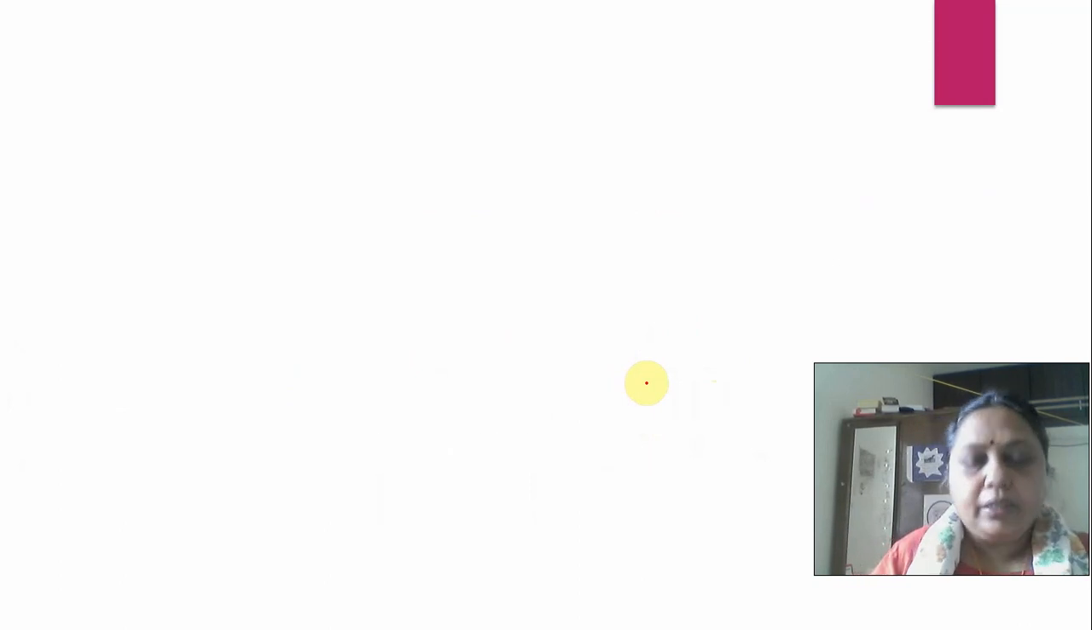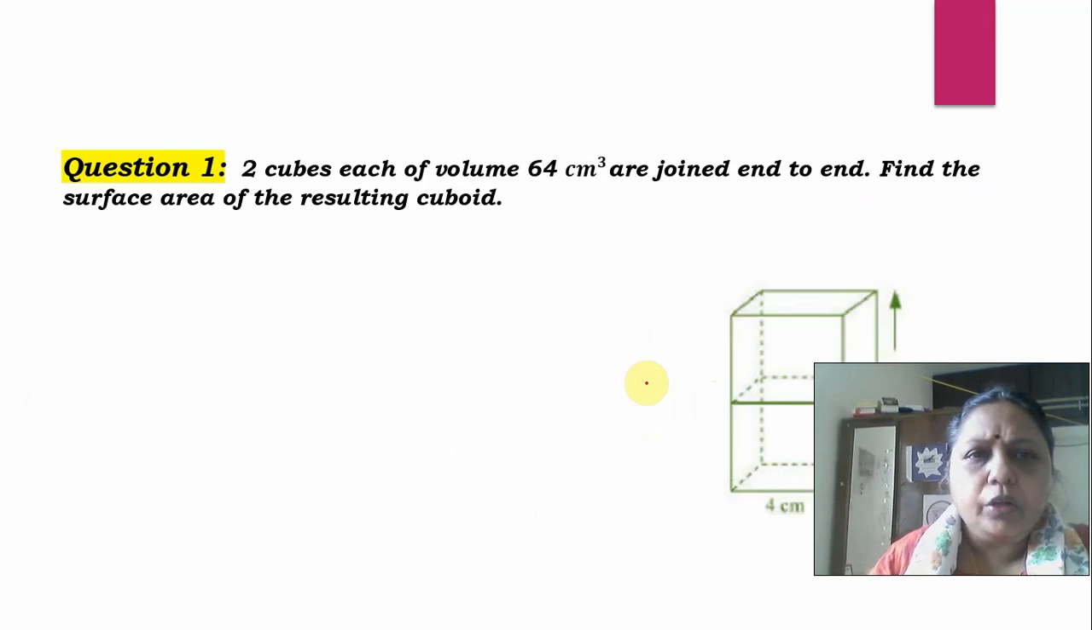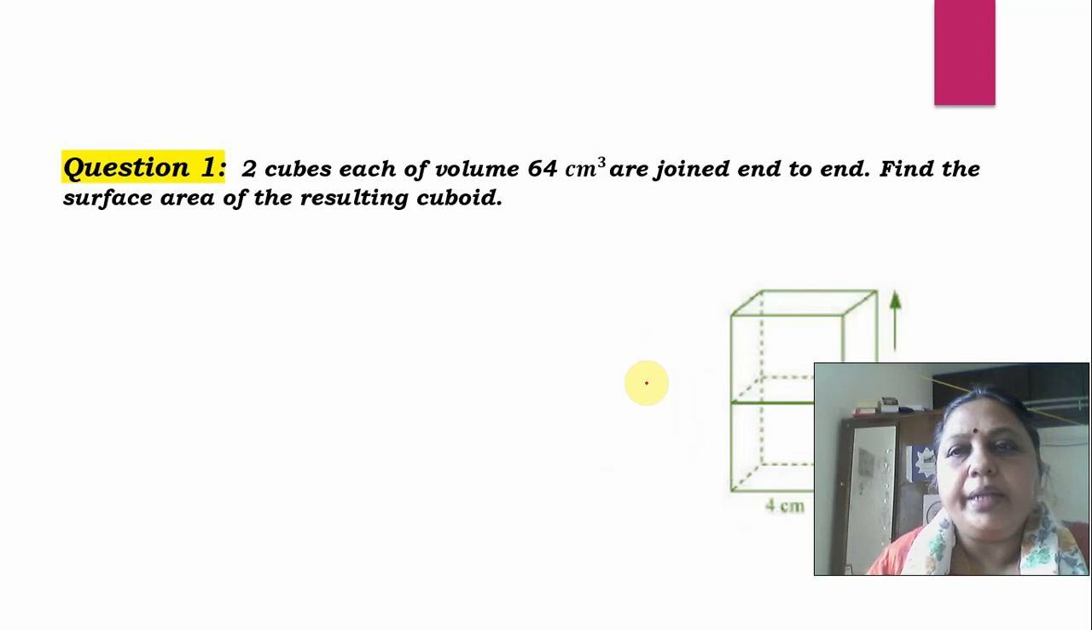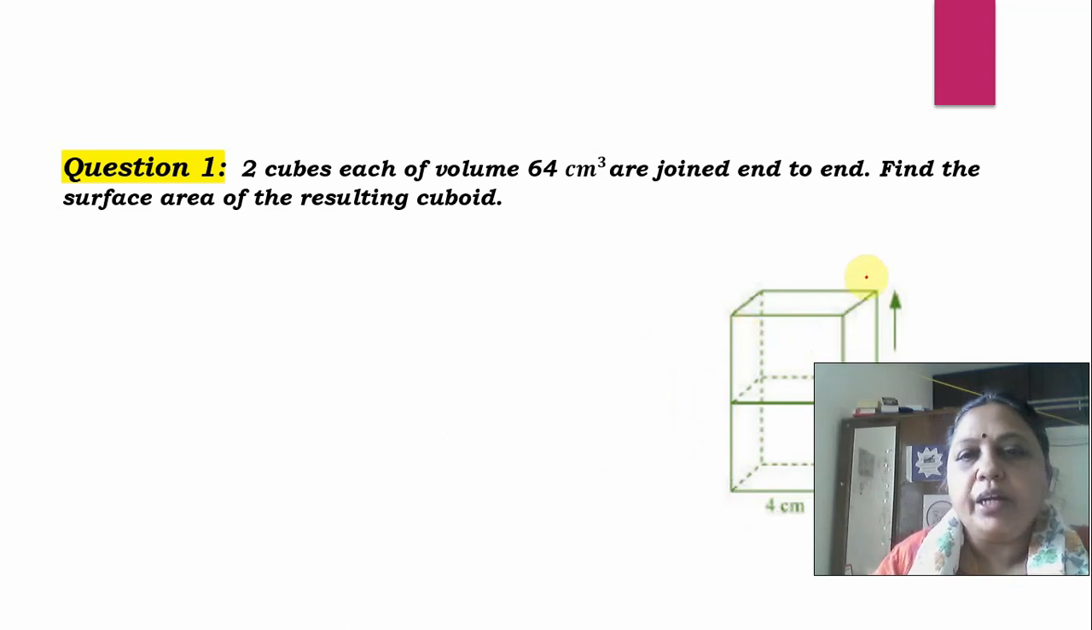Here, in this question, let us read the question. Two cubes, each of volume 64 centimeter cubed, are joined end to end. Find the surface area of the resulting cuboid. So here you have two cubes whose volume is given as 64 centimeter cubed and they are placed one over the other.